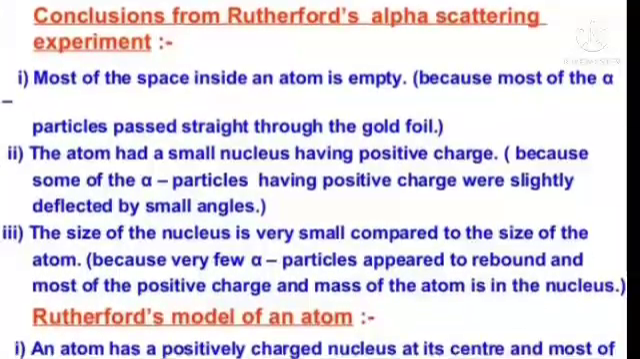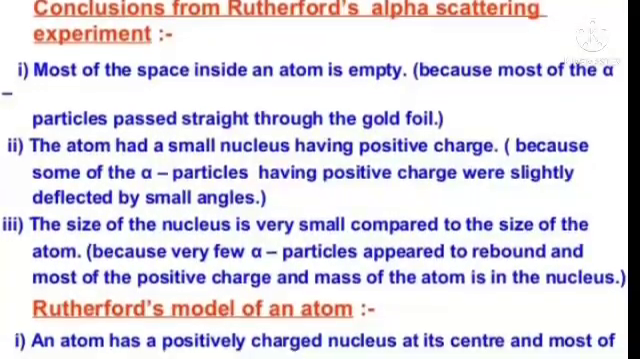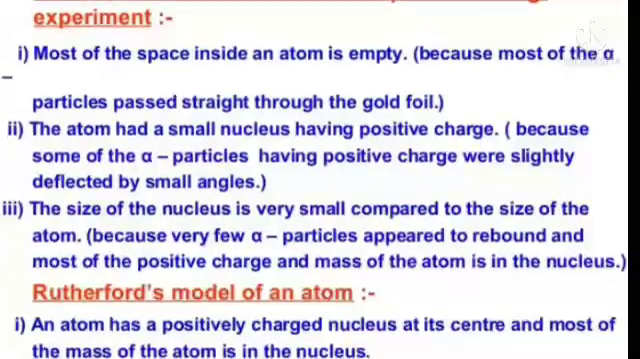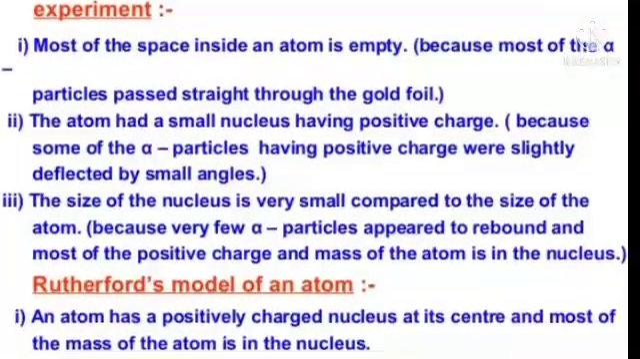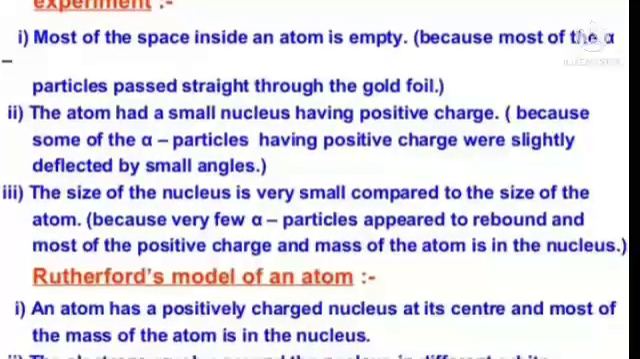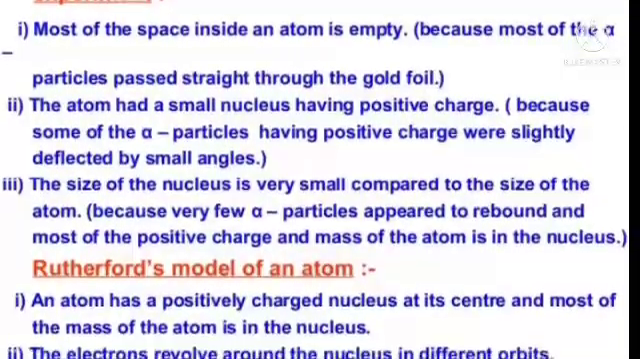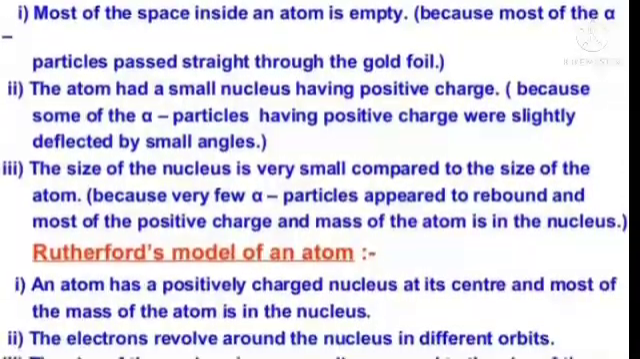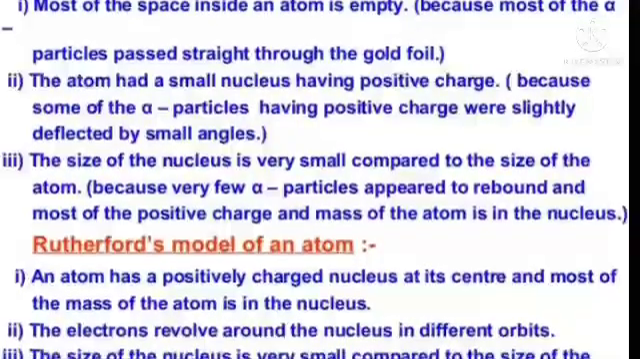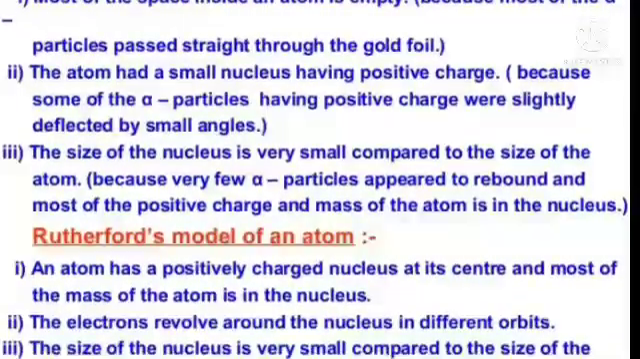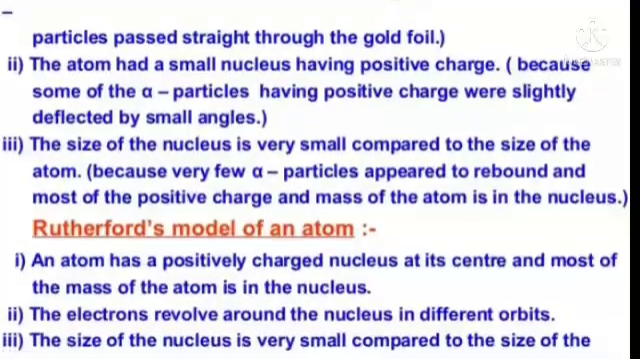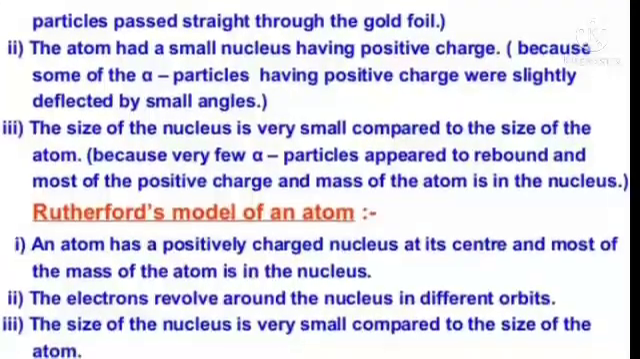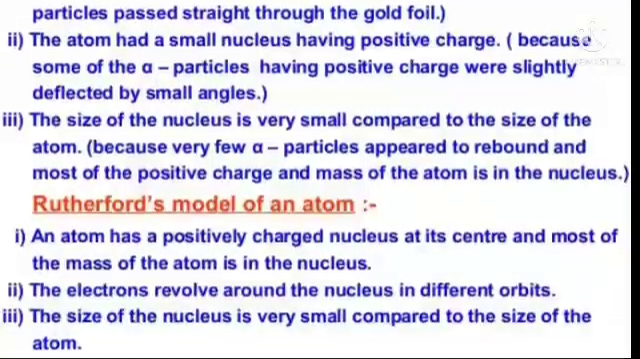Conclusions from Rutherford's alpha scattering experiment. Most of the space inside an atom is empty. The atom had a small nucleus having positive charge. The size of the nucleus is very small compared to the size of the atom. Rutherford's model of an atom. An atom has a positively charged nucleus at its center and most of the mass of the atom is in the nucleus. The electrons revolve around the nucleus in different orbits. The size of the nucleus is very small compared to the size of the atom.